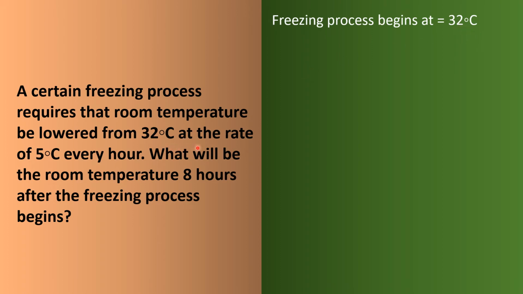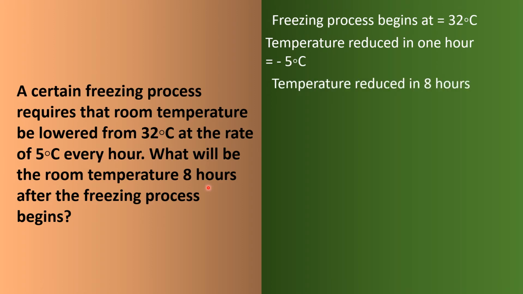Now, at the rate of 5 degrees Celsius every hour, it means the temperature is lowered at the rate of 5 degrees Celsius every hour. So, temperature reduced in 1 hour is minus 5 degrees Celsius. Then, we need to find out the temperature reduction in 8 hours. So in 8 hours it is minus 5 degrees Celsius multiplied by 8. It means minus 40 degrees Celsius.